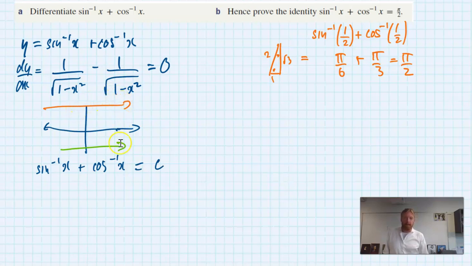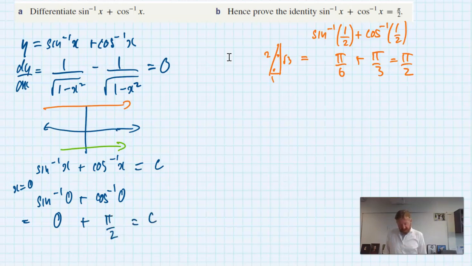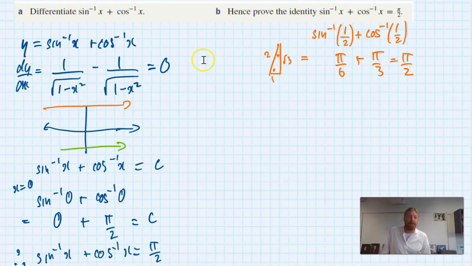Which one is it? Well, now all I can do is chuck in a value. Let's chuck in x is 0. Sine inverse 0 plus cosine inverse 0 equals 0 plus pi on 2 equals c, and we got it. Therefore, sine inverse x plus cosine inverse x always equals pi on 2.